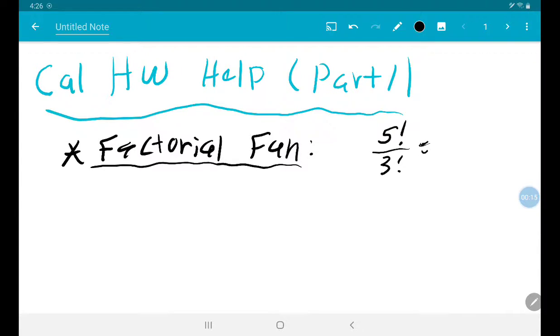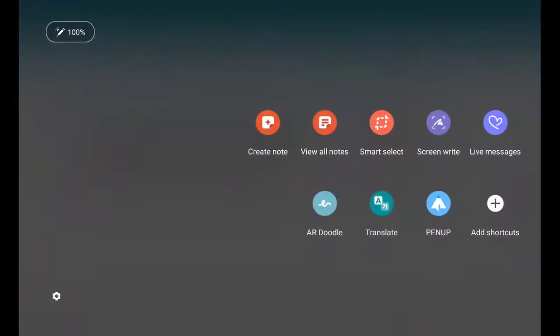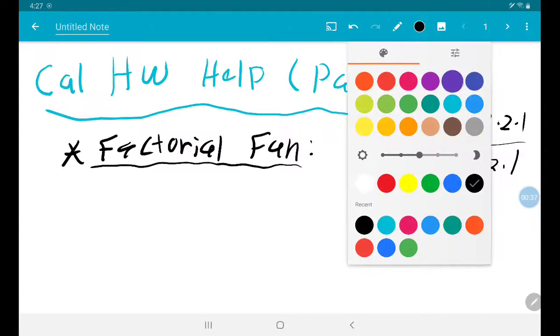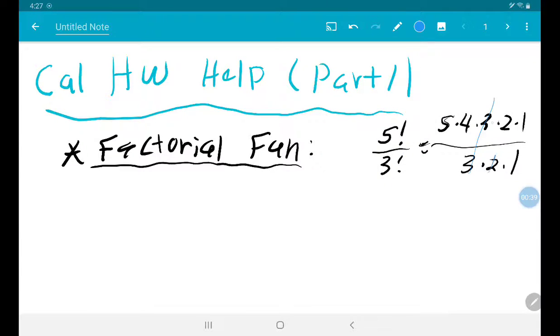If I have 5 factorial, everybody should know that means I'm going to take a new pen here. Sorry, getting used to my S Pen still. So that means I'm going to take 5 times 4 times 3 times 2 times 1, and then 3 factorial on the bottom is 3 times 2 times 1, and from there, the 3's, the 2's, the 1's are all toast. I get 5 times 4, which is 20.